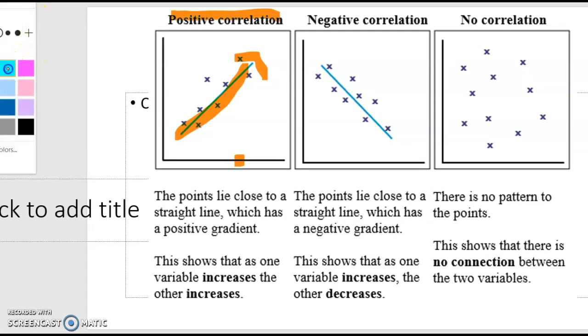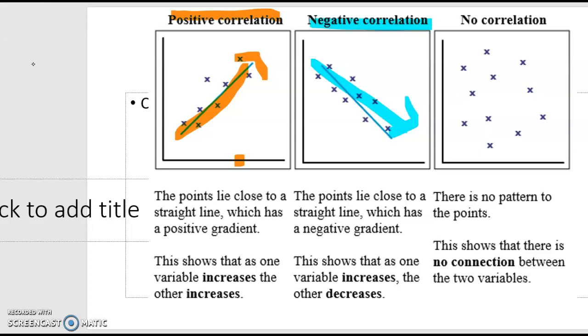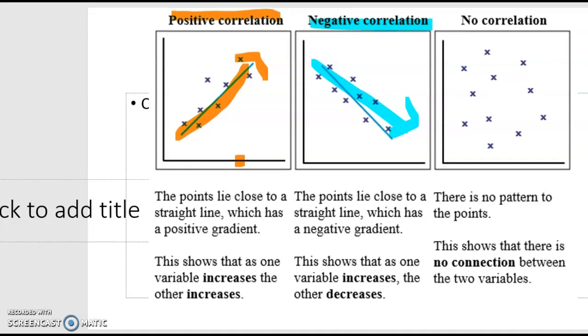If it is trending down, it is a negative correlation. So basically a thing that can have a positive slope is a positive correlation. And if you have a negative slope, you have a negative correlation. Finally, if you have dots all over the place, like there really is no relationship between them, then that is no correlation.